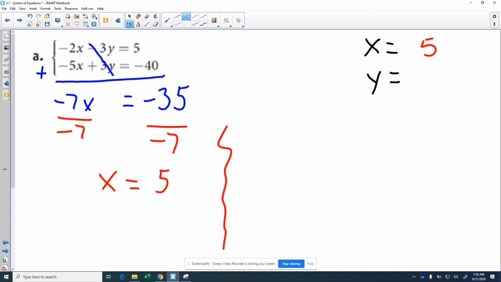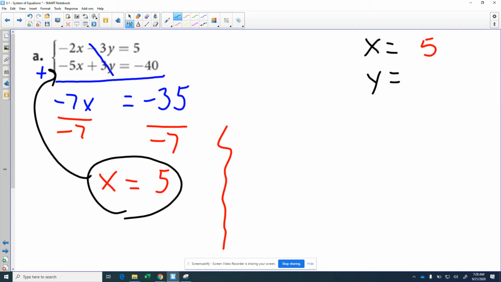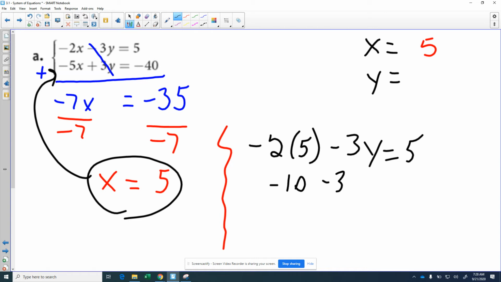At this point, I just want to find the y value, and there's not really any extra math I have to do. I just take the value I had, which is this 5, and plug it into either of these equations up here. Let's use the top one. This would be negative 2 times 5 minus 3y equals 5. We work this out, and it comes out to negative 10 minus 3y equals 5.